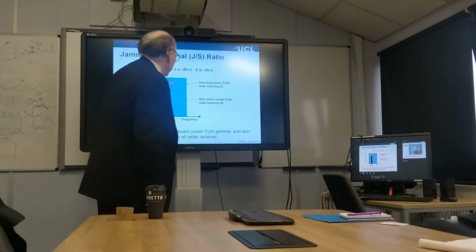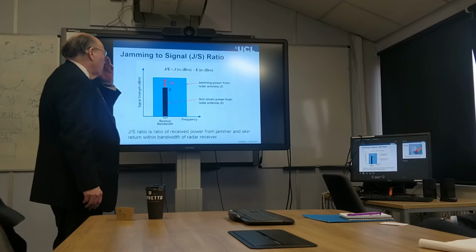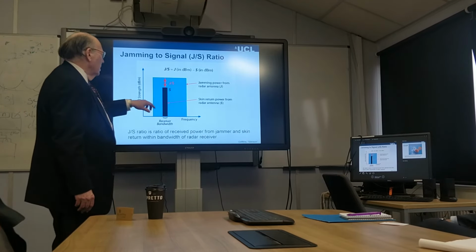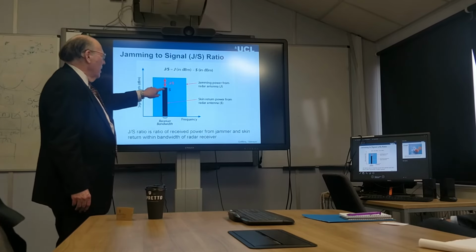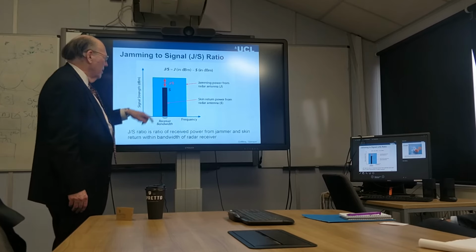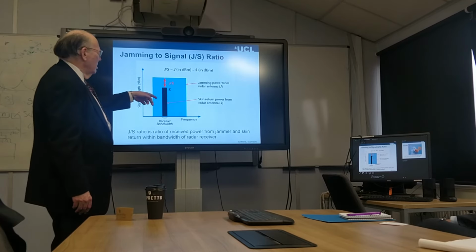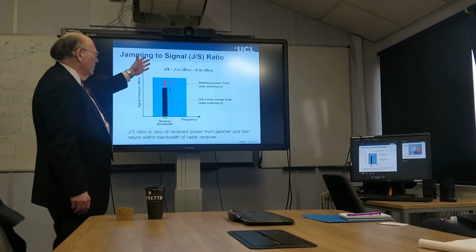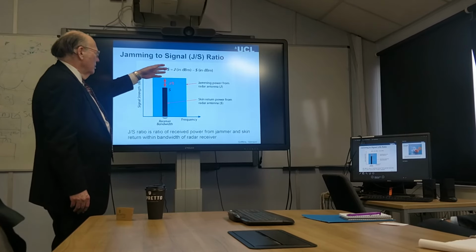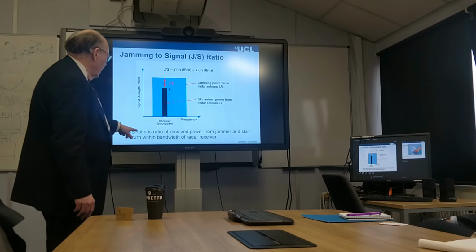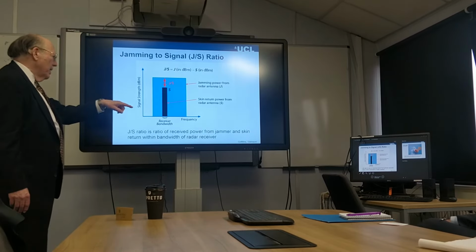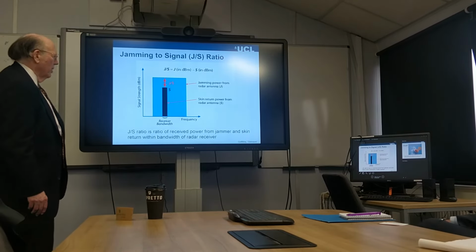Again, the parameter that we're concerned about is the jamming to signal ratio, which is shown here. If the skin return from the aircraft is here, and maybe the jamming is at this level, then the J to S is positive. So the J to S ratio is the ratio of received power from the jammer and skin return within the bandwidth of the radar receiver.